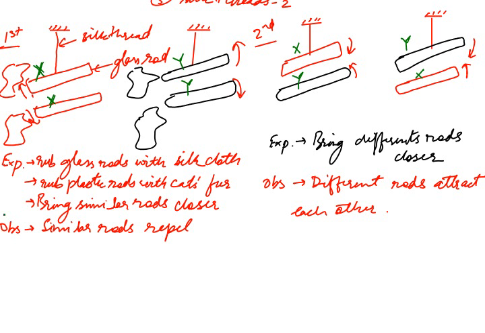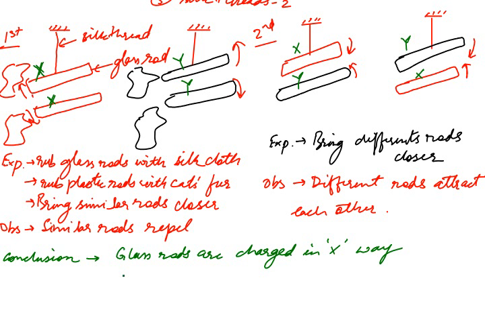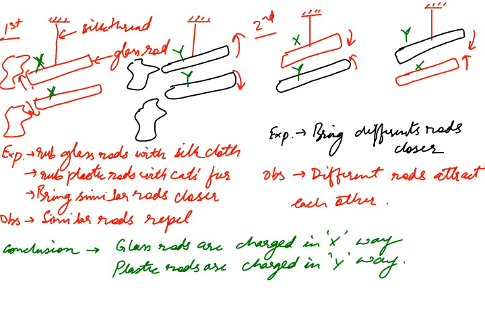Let me write it down. Conclusion so far: glass rods are charged in X way and plastic rods are charged in Y way. Now let's move on to continue our experiment.